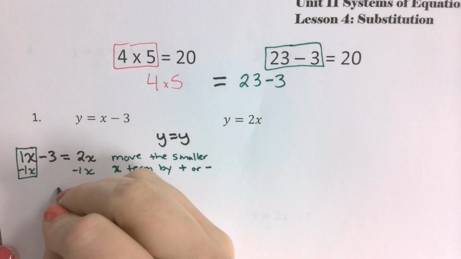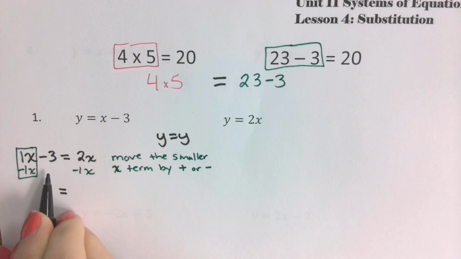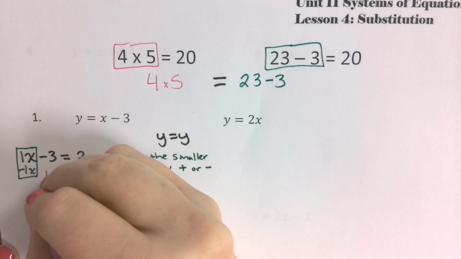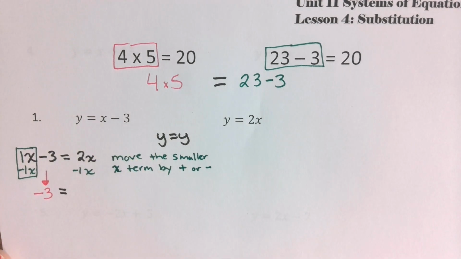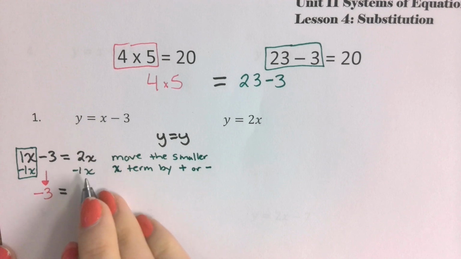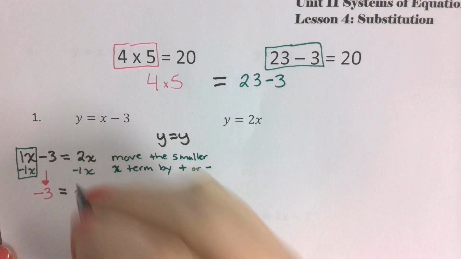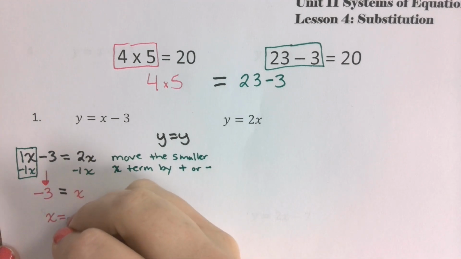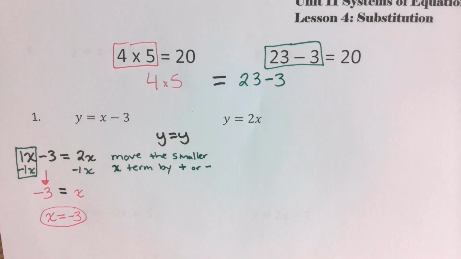What that's going to leave me with here is a negative 3. That's going to come down as a negative 3, and I'm going to bring that down in pink. And then 2x minus 1x is just 1x, or x. So I get negative 3 is equal to x, or x is equal to negative 3. So I've just solved for my x. That's my very first step.